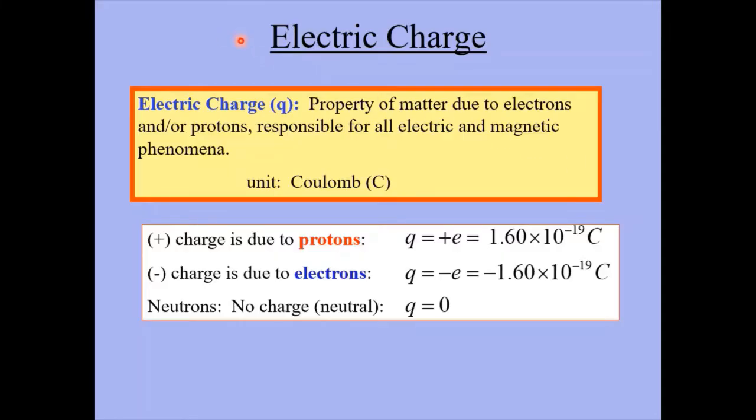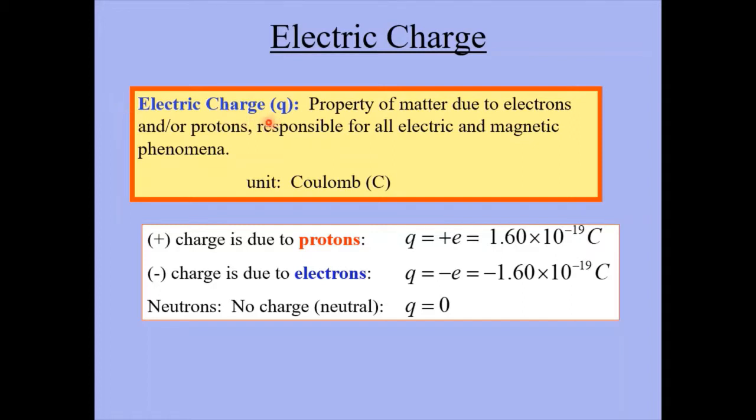So the main, most fundamental concept of electricity is the concept of electric charge. Electric charge is a property of matter due to electrons and/or protons, and it's responsible for all electric and magnetic phenomena. So we saw in the last slide that electrons have a negative charge and protons have a positive charge. This is where electricity comes from, this electric charge from these particles.